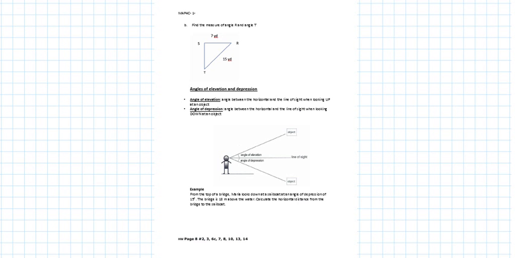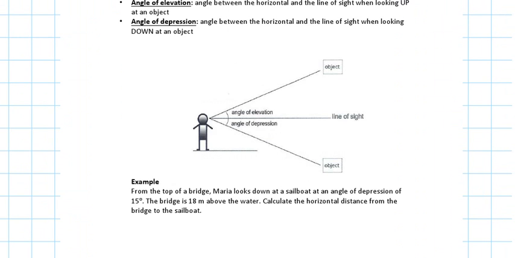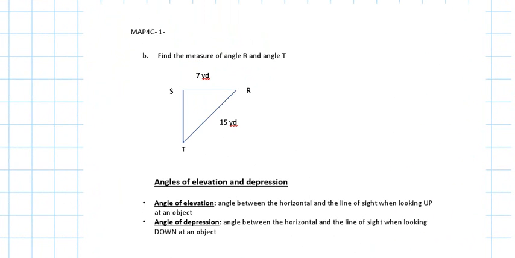You guys are going to work on this question. When you work on this question, it's asking you to find two things. Remember, this is the 90-degree angle right here. It's asking you to find angle R and angle T. Which one do you want to find first? It doesn't matter. So let's find angle R first, and then find angle T after that.